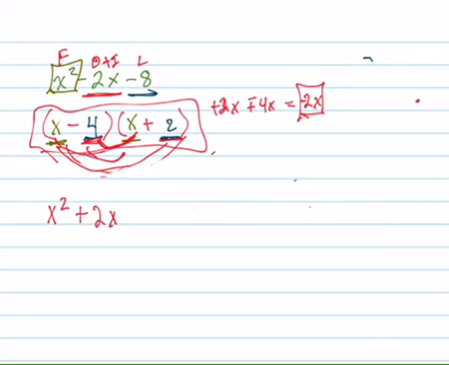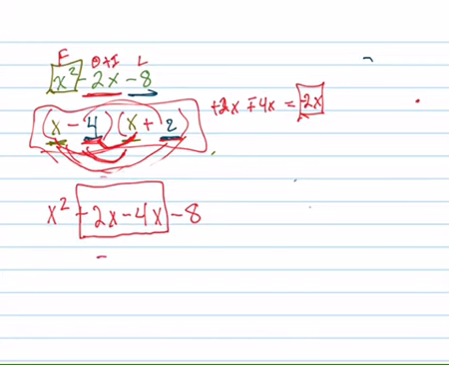What's the inside? -4x. Careful with the signs. And what's the last? -8. The last is -4 times 2, which is -8. And what can this be added to? 2x and -4x make -2x. Hey, look at that. That's what we had in the first place. That's all factoring is. It's unfoiling.